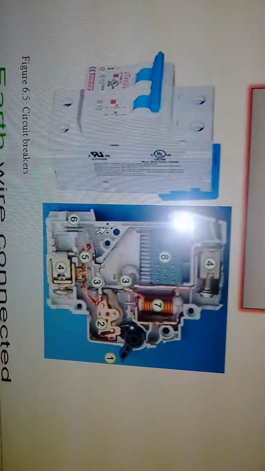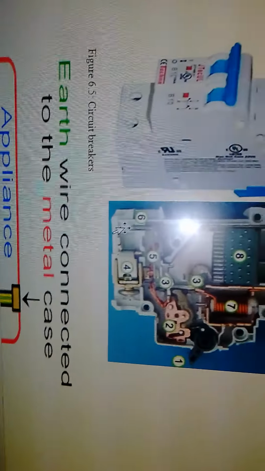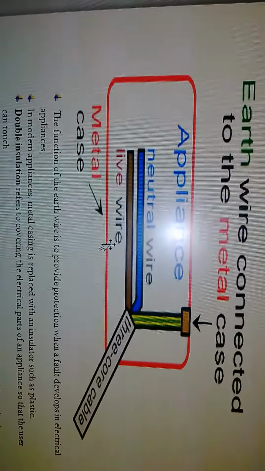For now, just know that there are two devices that are used for safety. One is the fuse, another one is the circuit breaker. The circuit breaker is more efficient than the fuse. Reason? Circuit breaker, you can reset it. Fuse, you must replace it. Very, very important. Wire connected to the metal case. Very important.